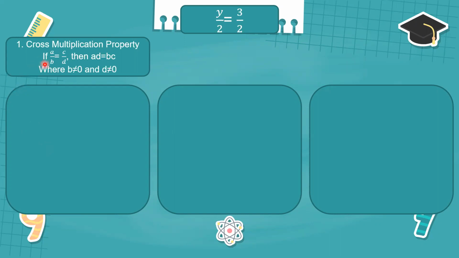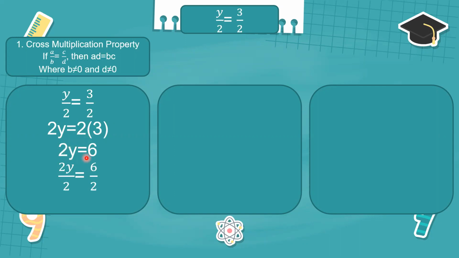If A over B is equal to C over D, then AD is equal to BC, where B is not equal to 0 and D is not equal to 0. So nag-cross multiply lang tayo, A times D equals B times C. So let's try it. We have here y over 2 equals 3 over 2. Let's cross multiply. That would be 2y equals 2 times 3. So 2y is equal to 6. Let's divide both sides by 2. That would be y equals 3.